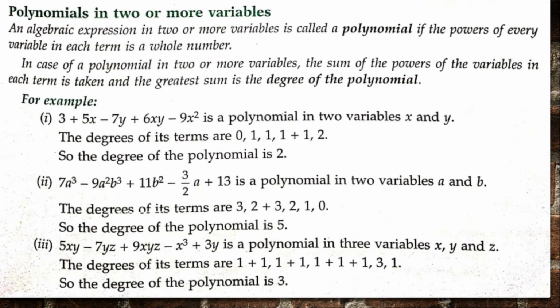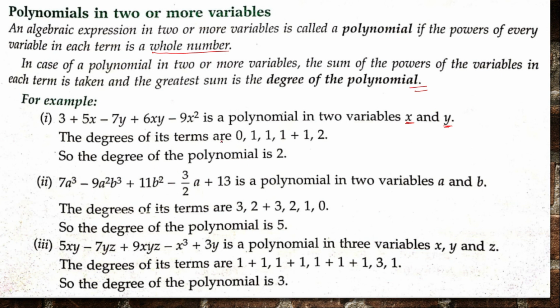Polynomial in two or more variables. An algebraic expression in two or more variables is called a polynomial if the power of every variable in each term is a whole number. In case of a polynomial in two or more variables, the sum of the powers of the variables in each term is taken and the greatest sum is the degree of the polynomial. For example, 3 plus 5x minus 7y plus 6xy minus 9x square is a polynomial in two variables, that is x and y.